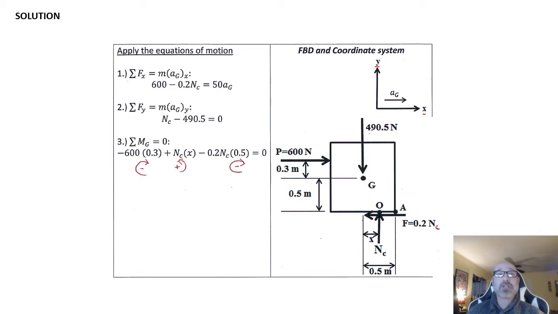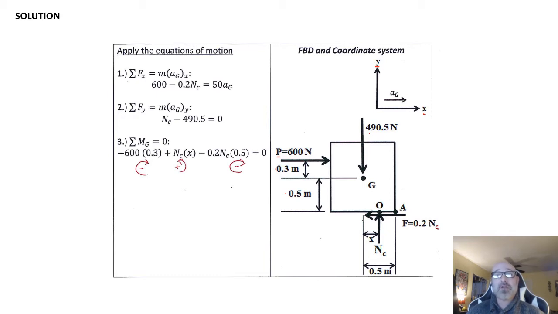I have my external load P over here coming in at a distance of 0.8 meters above the ground, which is 0.3 meters above our center line right here, and our center line is 0.5 off the ground right there because our total height of our box is 1 meter.